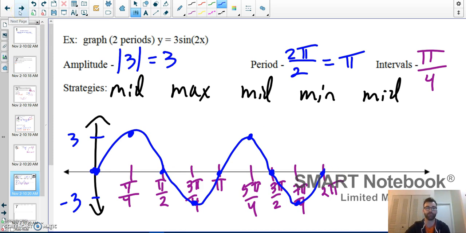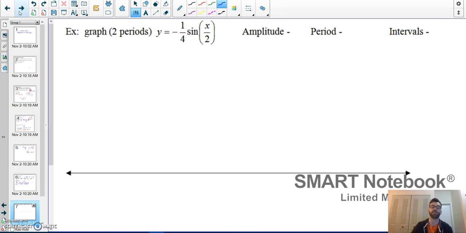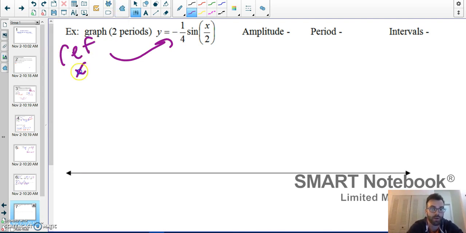Let's do another one. Here you notice we have a negative 1/4. Okay, the negative means exactly what you think it does. With the negative on the outside means I flip it over my x-axis. So I'm going to reflect, not flip. So I reflect over the x. Okay. The amplitude, I want you to fill this part out by yourself, actually. I want you to pause the video and fill that yourself.